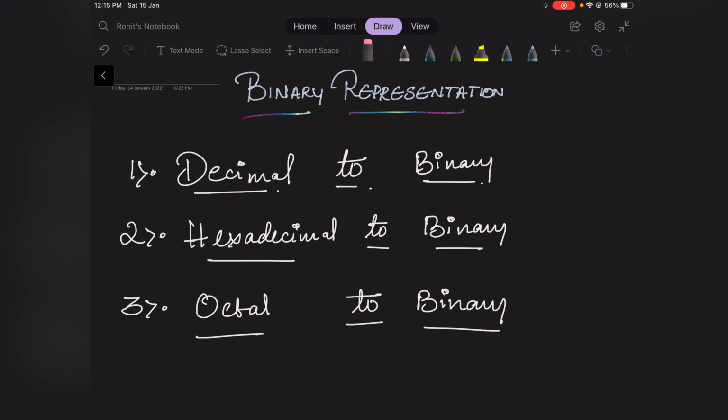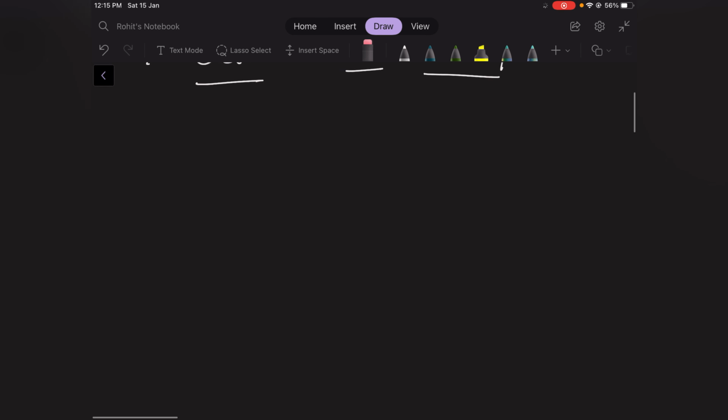Now we are going to see how to convert decimal to binary, hexadecimal to binary, and octal to binary. Let us take an example for decimal to binary. Let me take a decimal value 88 to the base 10. We know that decimal has a base of 10 and we have to convert it into binary, which has base 2. So let us divide 88 by 2.